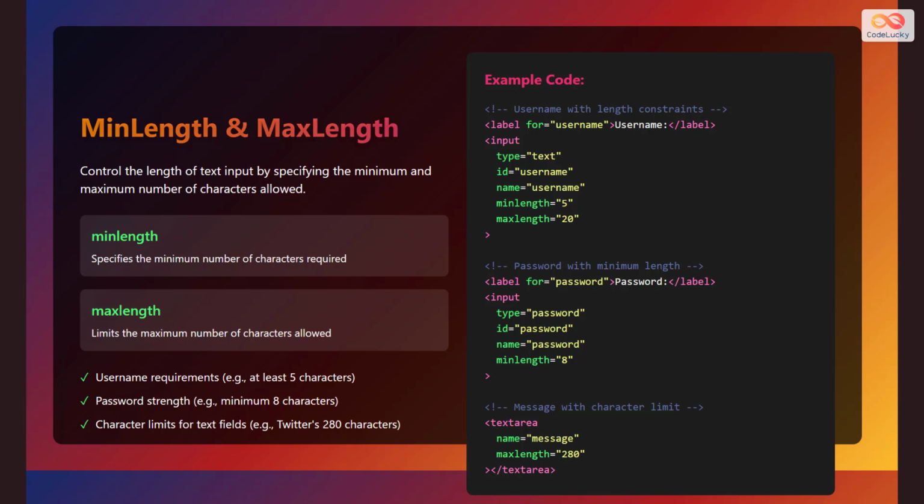For example, the code shows a username input with a minimum length of 5 and a maximum length of 20. It also shows a password input with a minimum length of 8 and a text area for a message with a maximum length of 280 characters.